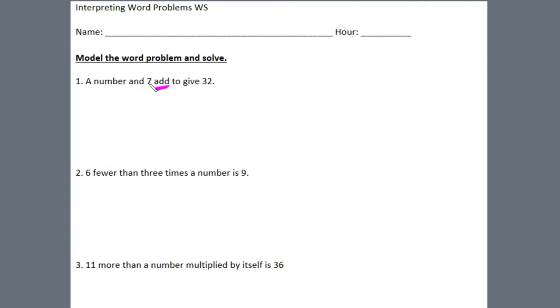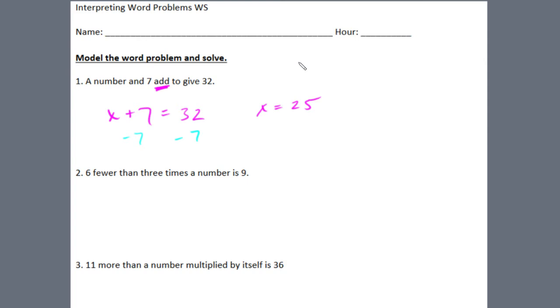A number and 7 add. Okay, so a number we'll call x, and 7 add, right? So this is a number and 7 adding, and it gives 32. So a number and 7 add to give 32. It models just like this, and then you solve it. So you'd subtract 7 from both sides, and you would get x is equal to 25. All right.